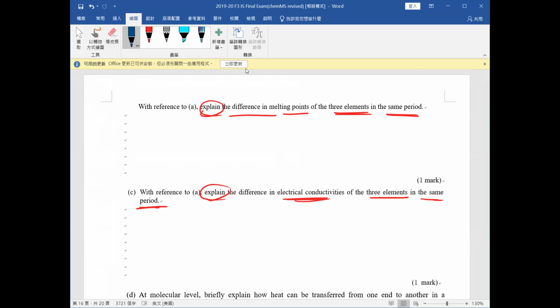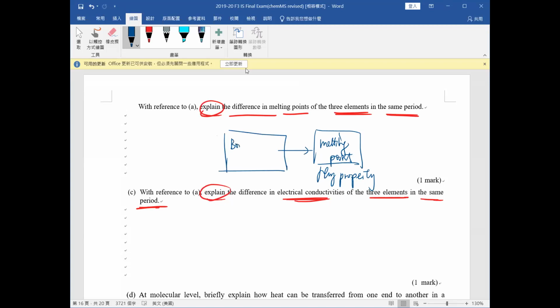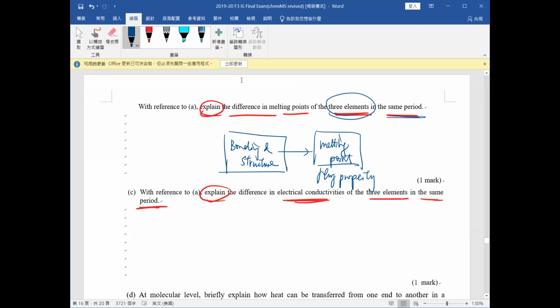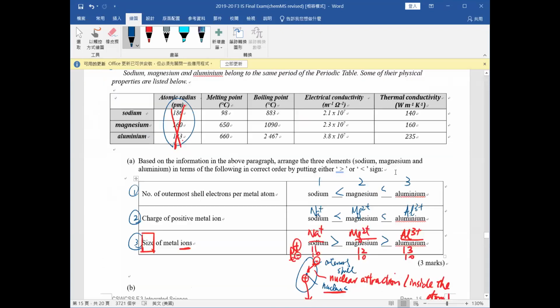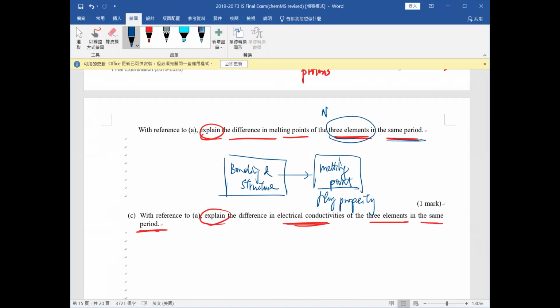Now, if you want to talk about melting point, I give you a hint, okay? Melting point is a type of physical property of a substance. While this one, I would use what to explain? I will use bonding and structure to explain, as said before, right? So what is the difference between the bonding and structure between three elements in the same period? We've got sodium, magnesium, and aluminum. Oh no, Mr. Chin. Those three, they are metals. So what bonding are we talking about? Metallic bond.